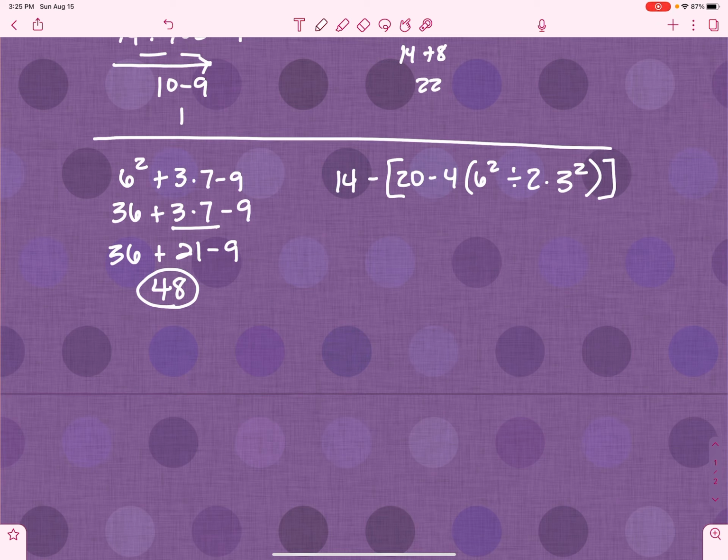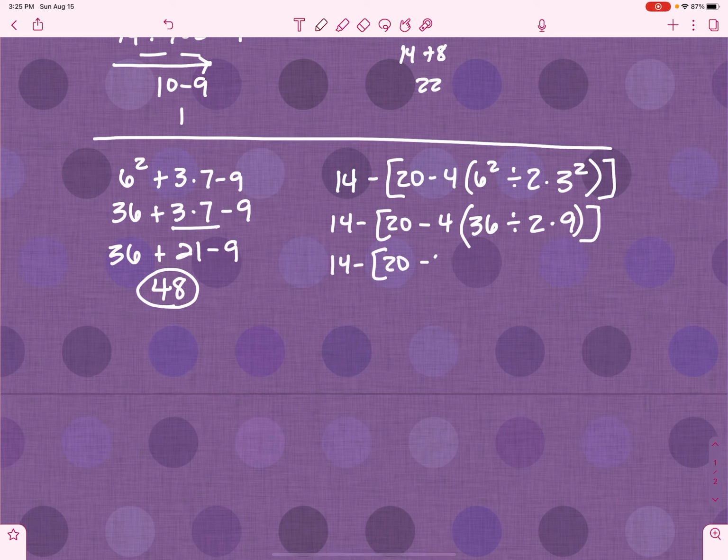So I've got some parentheses and some brackets. So I'm just going to rewrite all of this and deal with those parentheses. Now within these parentheses, I'm going to go ahead and take care of my exponents. So 6 squared is 36 divided by 2 times 3 squared, which is 9. So now inside my parentheses, I've got 36 divided by 2, that's 18, and then 18 times 9.